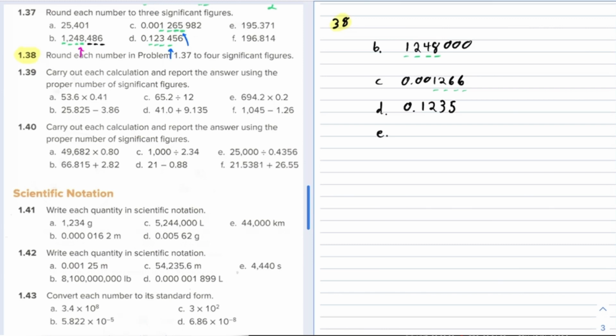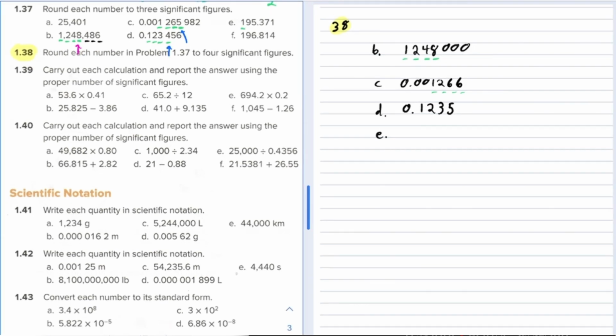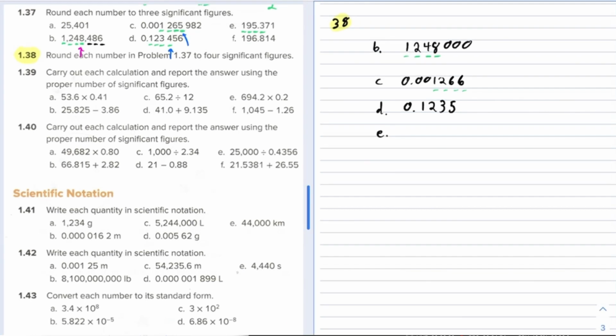E. So here's E. You read a number left to right: 1, 2, 3, 4. That's the 4th significant position, and it's a 7 that comes next. So it's going to round up, and you're left with 195.4. Okay, 195.4, so 1, 2, 3, 4 sig figs. I forgot to indicate sig figs for D. So there they are: 1, 2, 3, 4. That beginning 0 is not counted.